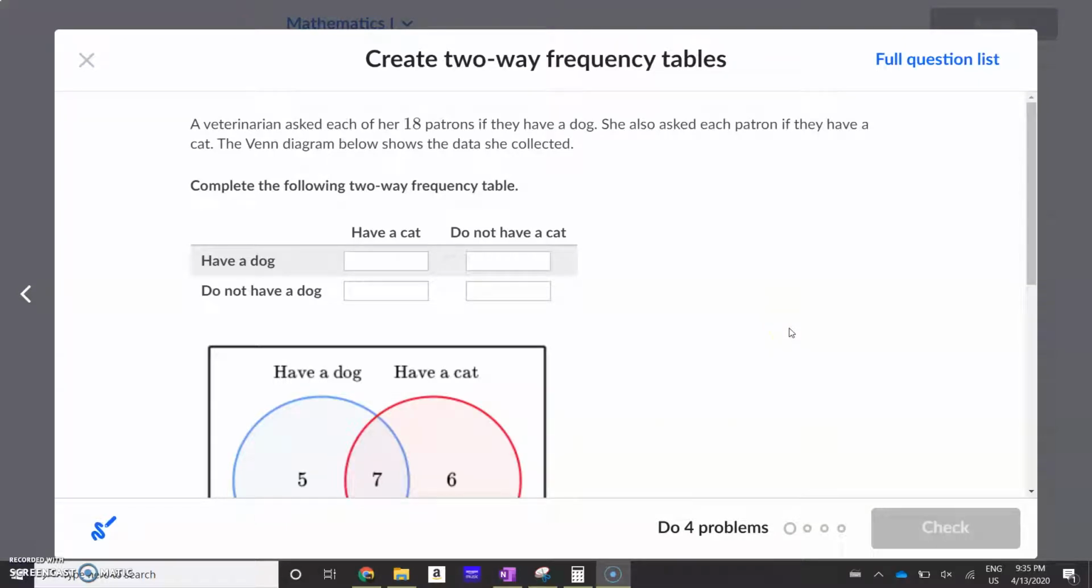Hey guys, let's work on creating two-way frequency tables. The homework from Khan Academy. So when you do these problems, you definitely want to have some pencil and paper out. You're probably going to need a calculator too.